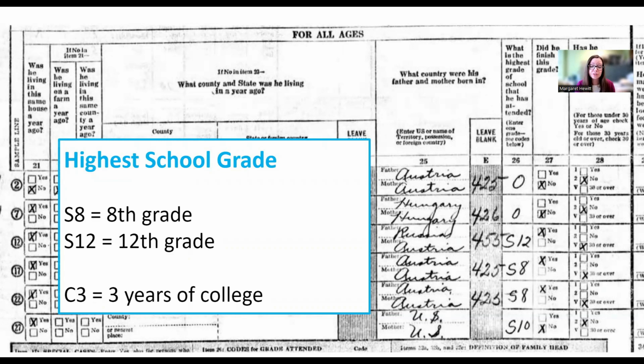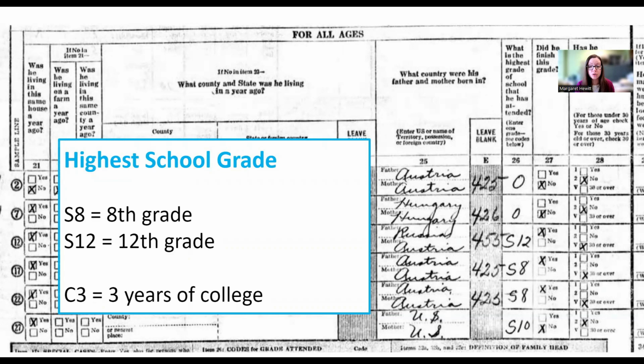They will ask what country your father and mother were born in. So in past years, this has been a question that was asked of every person. On the 1950 census, they only asked the parents' birthplaces for this select number of sample people. We also asked the highest grade of school that you attended.